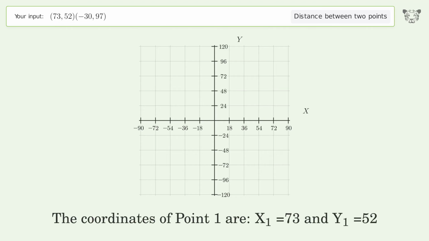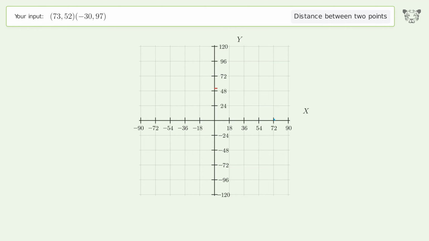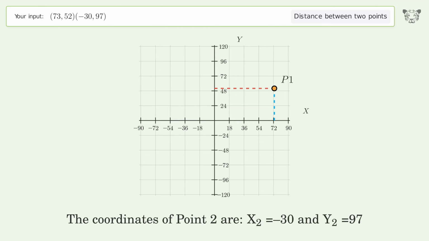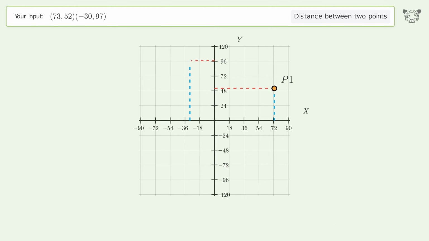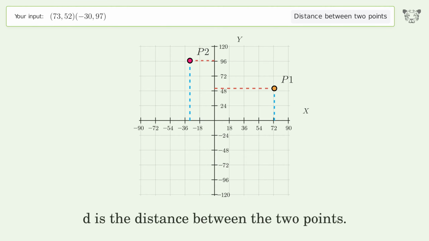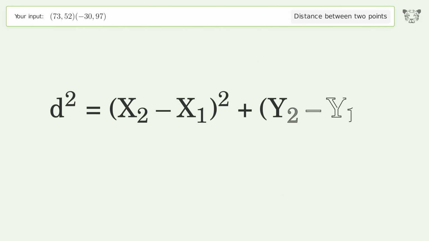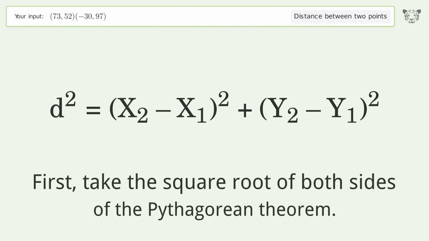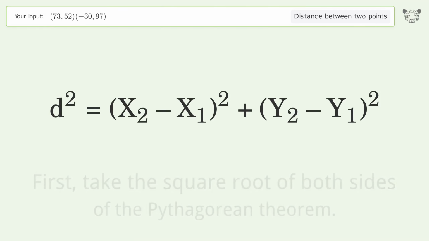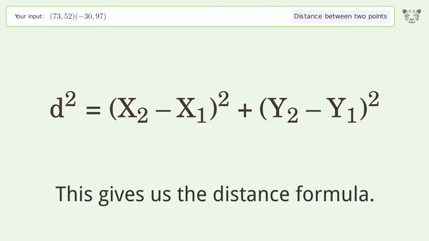The coordinates of point 1 are x1 equals 73 and y1 equals 52. The coordinates of point 2 are x2 equals -30 and y2 equals 97. D is the distance between the 2 points. First, take the square root of both sides of the Pythagorean theorem. This gives us the distance formula.